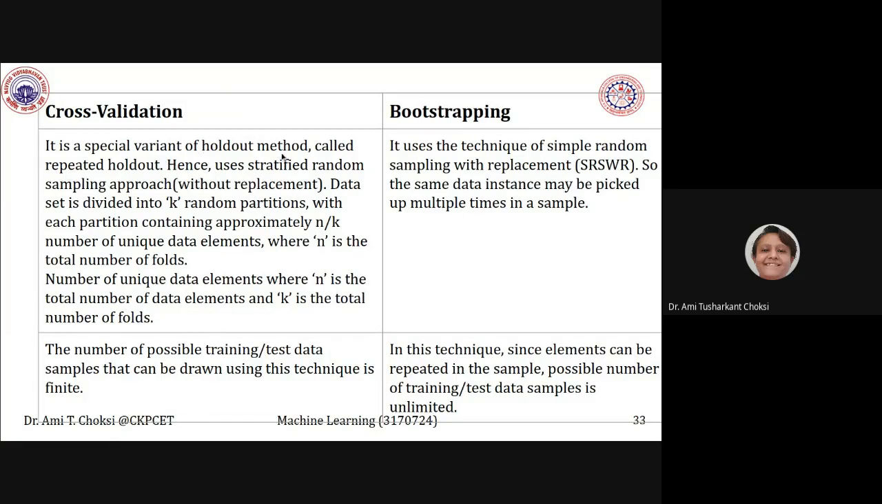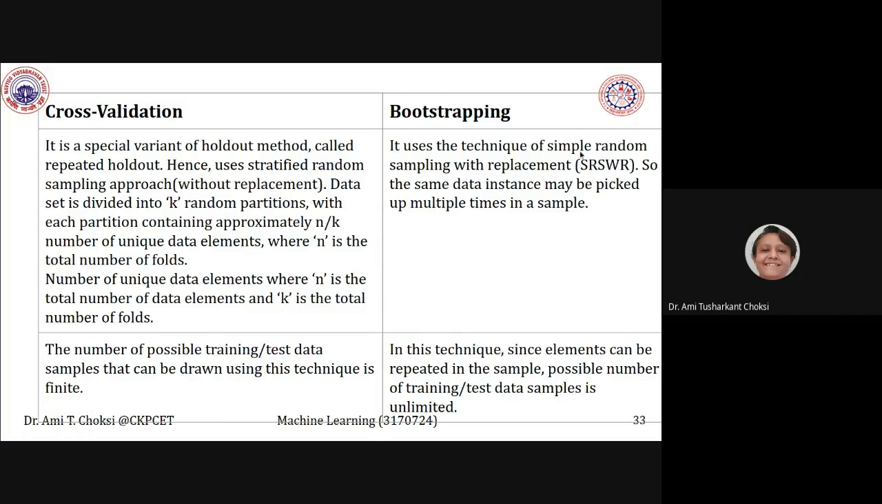Cross-validation is a special variant of the holdout method called repeated holdout. Hence, it uses a stratified random sampling approach without replacement. The data set is divided into k random partitions with each partition containing approximately n by k number of unique data elements, where n is the total number of data elements and k is the total number of folds. What is that in case of bootstrapping? It is the technique.